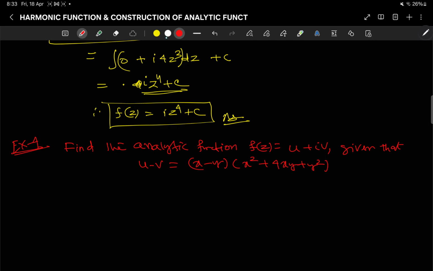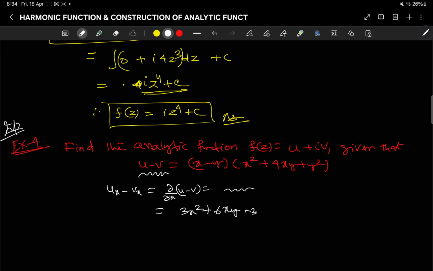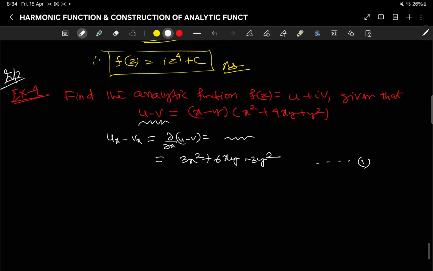Now this is a different question, right? So here instead, u minus v is given. So what you have to do, first you find ux minus vx. That means here del by del x of u minus v. So you apply the product formula, right? And this will be here 3x square plus 6xy minus 3y square. Let it be my equation 1.